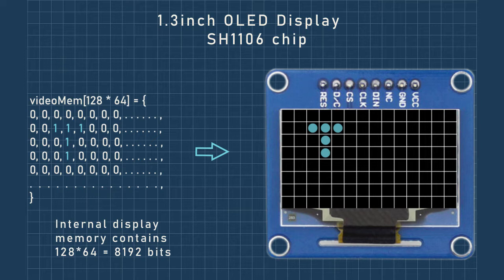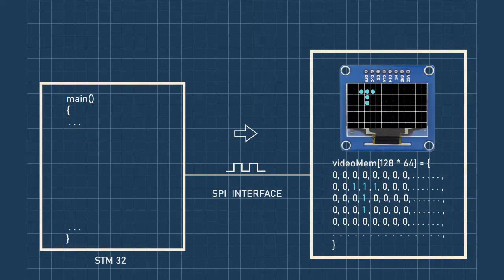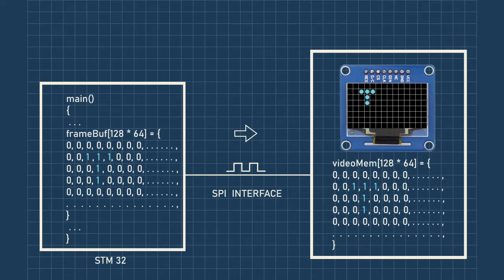For example, if the first element of the array is 0, the corresponding screen element is a black dot. If the 130th element of the array is 1, the corresponding screen element is a blue dot. As a result, the contents of the buffer are displayed on the screen according to the values stored in this memory array. Initially, the picture is formed in the microcontroller. Then, data is transferred via SPI to display memory and displayed on the screen.